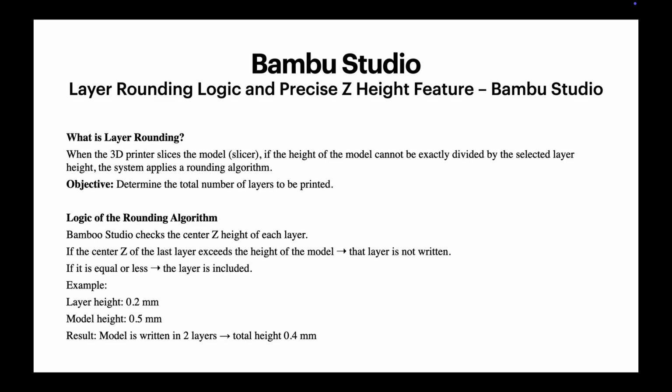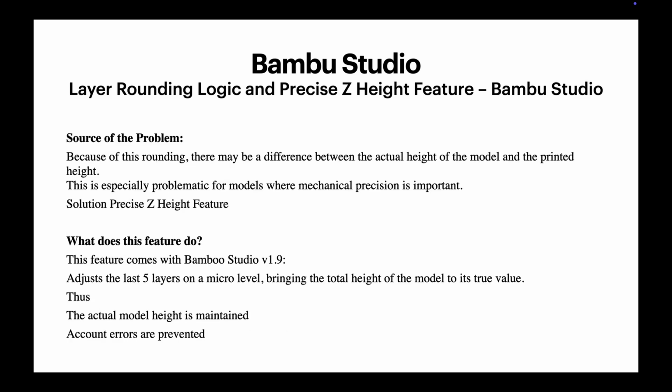Example: layer height 0.2 millimeters, model height 0.5 millimeters. Two layers are printed, total printed height is 0.4 millimeters. This means the model is 0.1 millimeters shorter than it should be.